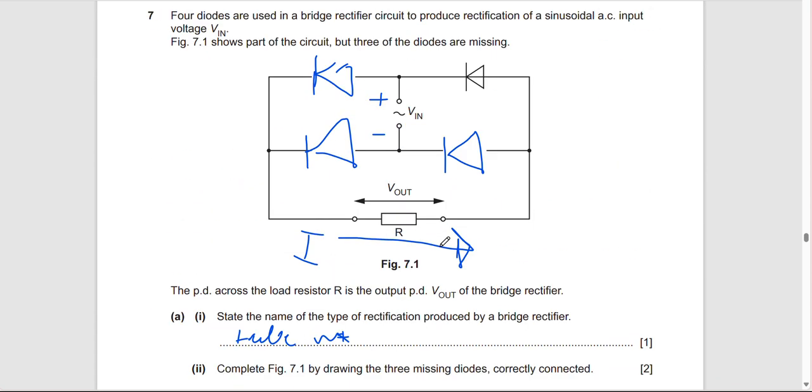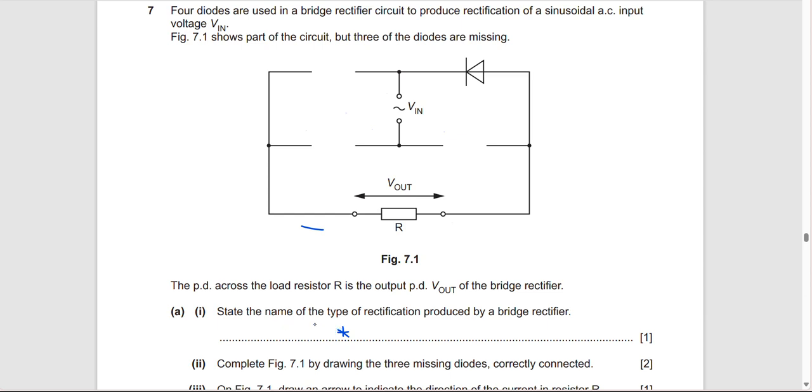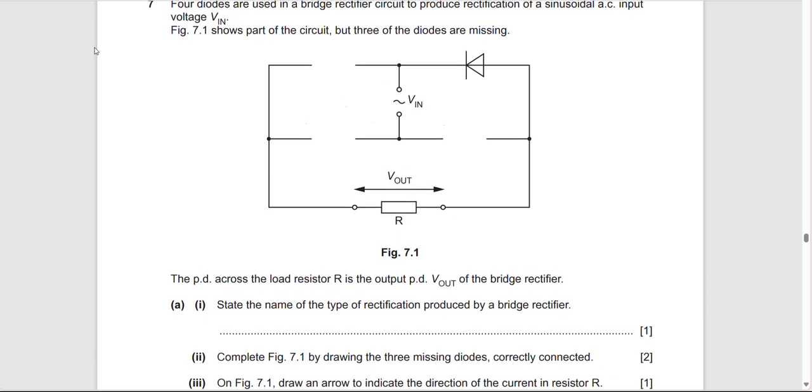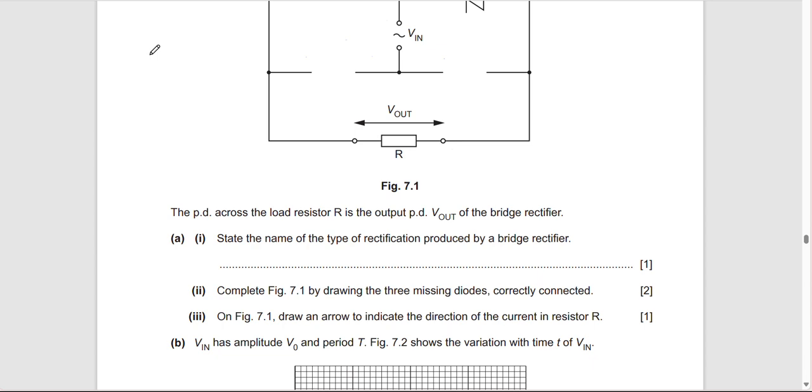Then we have question 7. I partially attempted it. Let me just wrap it out to explain. Question 7. 4 diodes are used in a bridge rectifier circuit to produce rectification of a sinusoidal AC input voltage. Fig 7.1 shows part of the circuit, but 3 of the diodes are missing. The PD across the load resistor R is the output PD V out of the bridge rectifier. State the name of rectification produced by the bridge rectifier. It's full wave rectification.